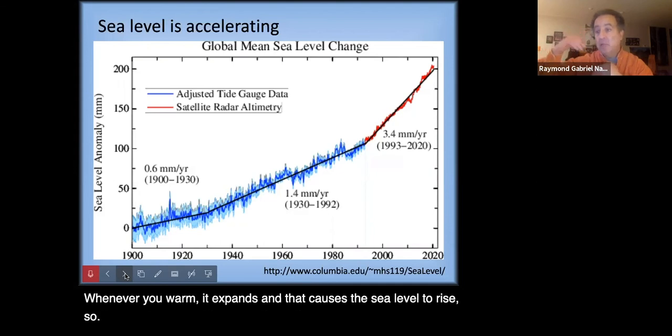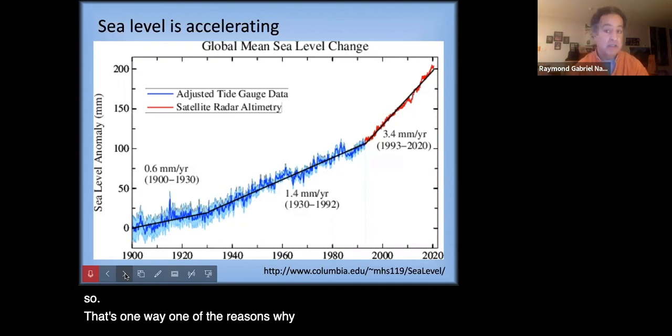So that's one of the reasons why the sea level is rising, which is shown on this graph here.